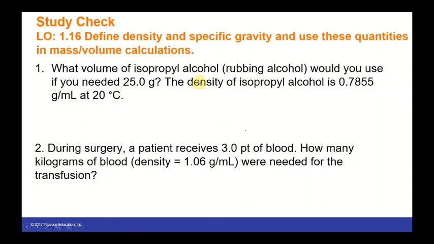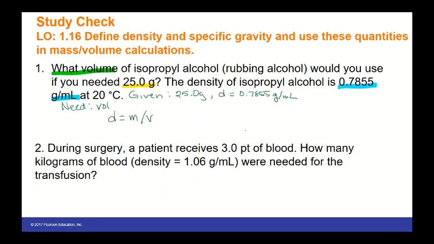What volume of isopropyl alcohol would you use if you needed 25 grams, given that the density of isopropyl alcohol is 0.7855 grams per milliliter at 20 degrees Celsius? Well, we need 25 grams, but we also need to know what that volume is. We can use the density as a conversion factor. Given that we have 25 grams and the density is 0.7855 grams per milliliter, we need to know the volume.